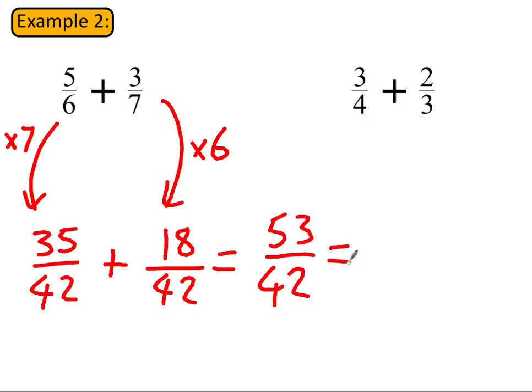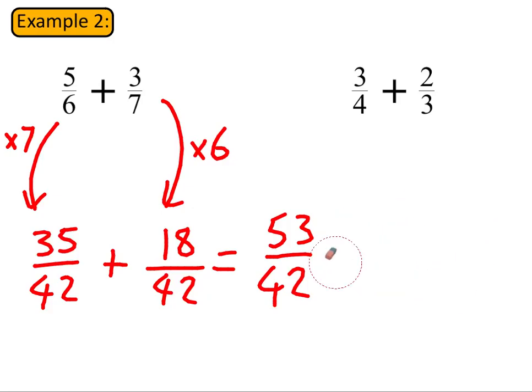Now this is a good time to mention mixed numbers as well, because once we get the numerator to be bigger than the denominator, we're going past 1. So we want to convert this to a mixed number. So 42 over 42 is 1. And how many is left after you've taken 42 off the 53? Well, there's still 11 left over. So we've got 11 over 42 left over. Our answer is 1 and 11 over 42.